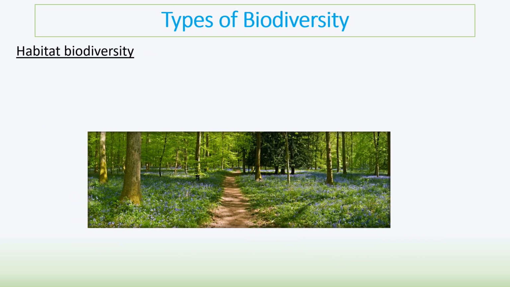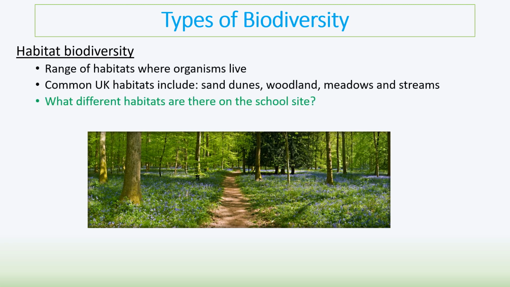And the last one is habitat biodiversity, which is the range of habitats where an organism might live. So in the UK we've got lots of different habitats like sand dunes, woodland, meadows, streams, mountains, all those different habitats which allow different types of biodiversity to survive.